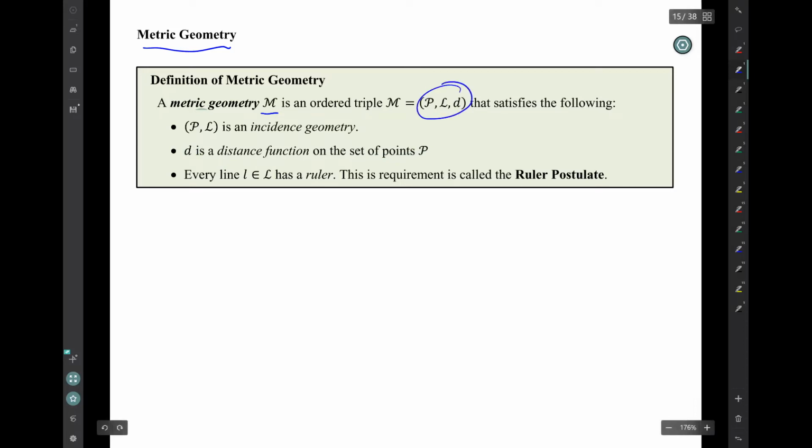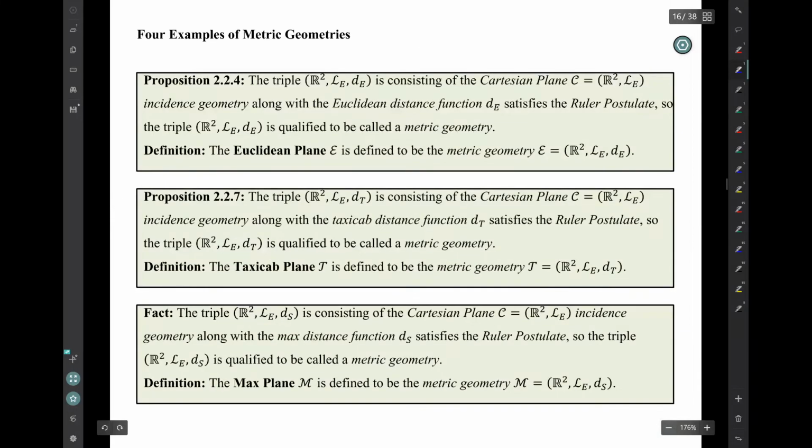The third requirement is this. Every line in the set of lines has a ruler. This requirement is called the Ruler Postulate. If this triple satisfies all 3 of these requirements, then we say that that triple is qualified to be called a metric geometry. Here are 4 examples of metric geometries.